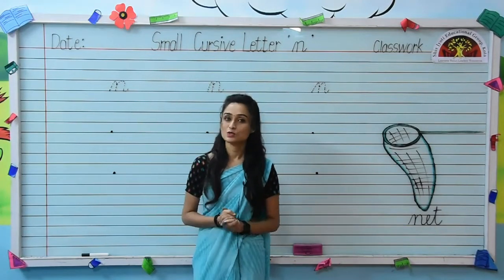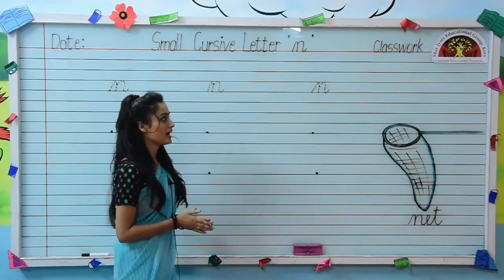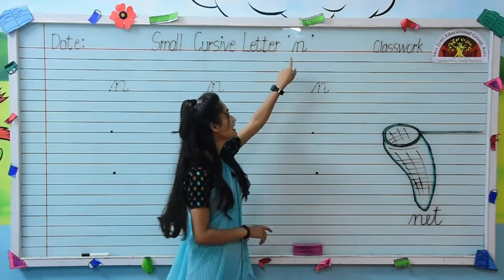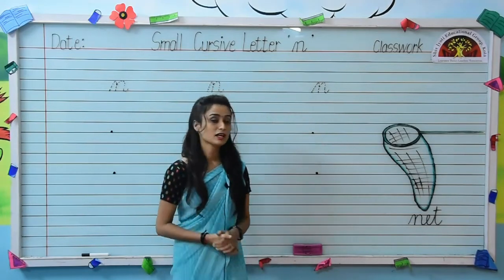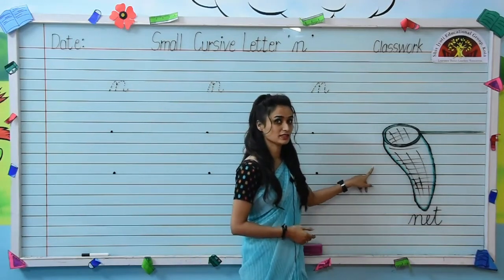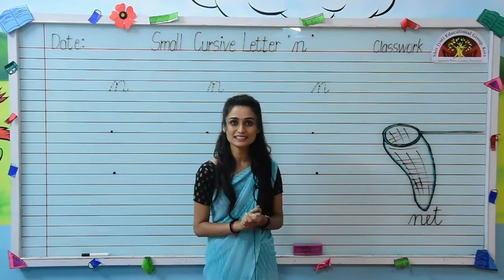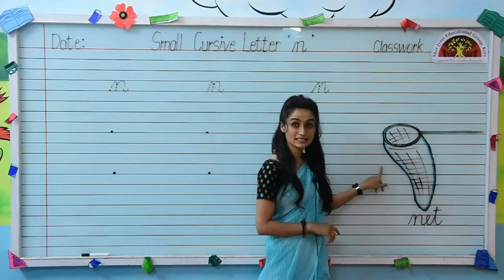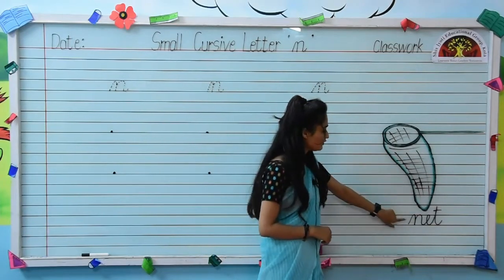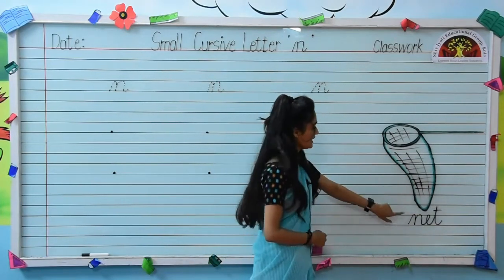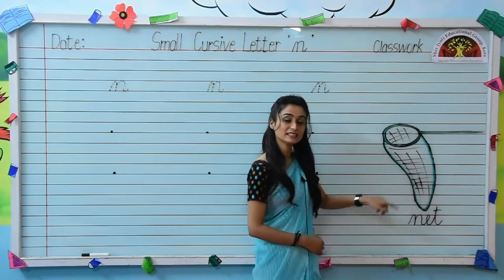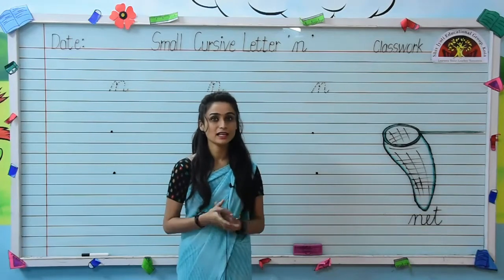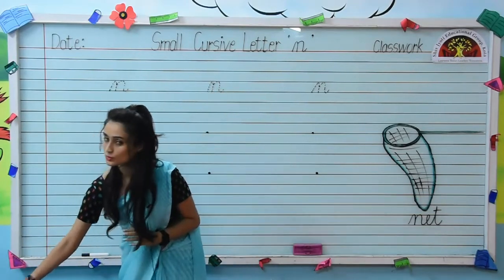So kids, today I am going to teach you how to write small cursive letter N. You can see a picture over here. Can you please tell me what is this? Yes, you are right kids. This is a net. N for net. So kids, now we will see different formation of N with the help of this tool.